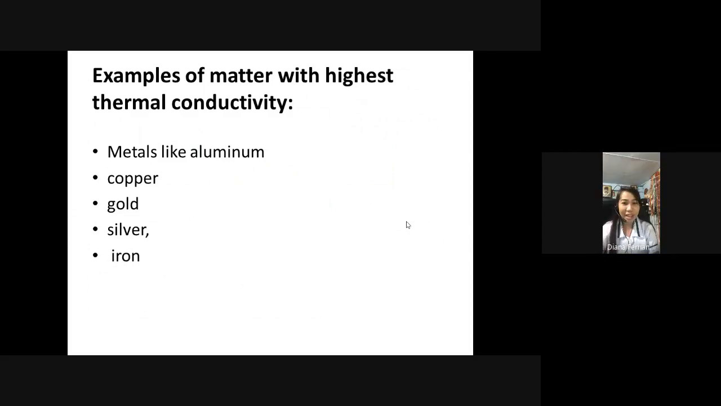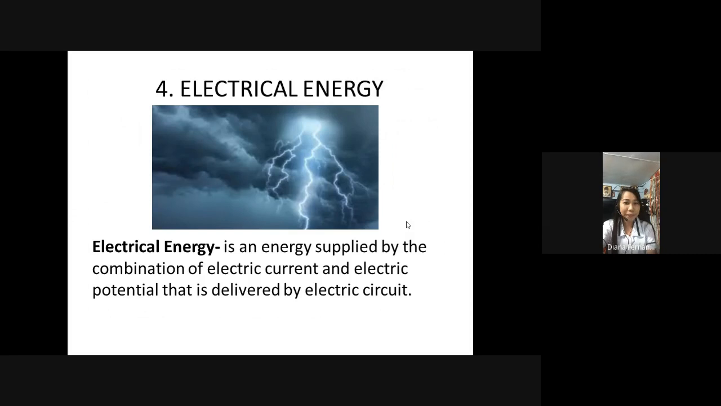Did you understand the third form of energy? Yes, okay. So let's move on to the next. So we have electrical energy.